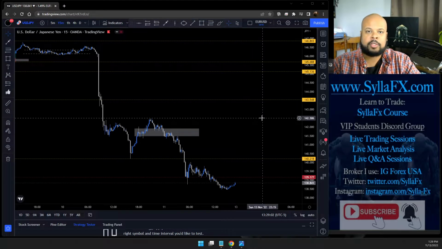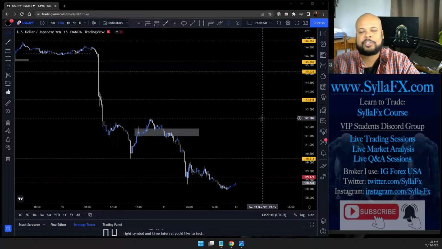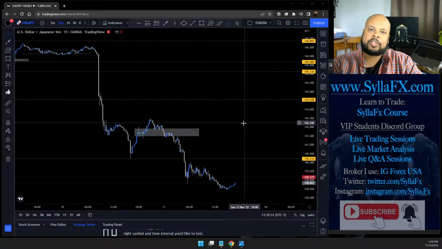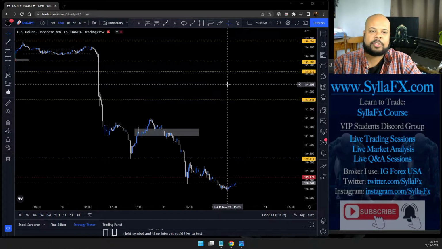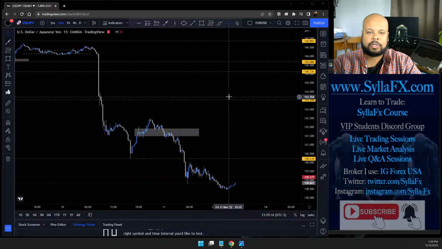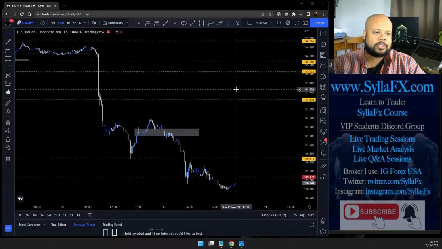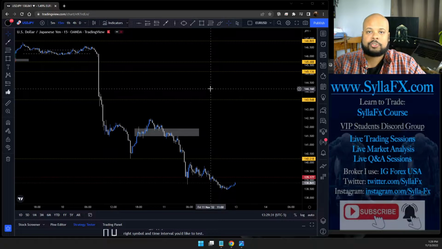Today we are doing market analysis for the dollar yen. It is November the 13th, it is Sunday, and the market hasn't opened yet for the Asian session. It's only about 1:30 Eastern time right now, so we're going to jump into the dollar yen and take a look at the chart, set up some entry zones, possibly one or two, and see if we can have any trades set up for this evening, either for the London session or during the Asian session. So let's jump right in and see if we can catch a trade this evening.